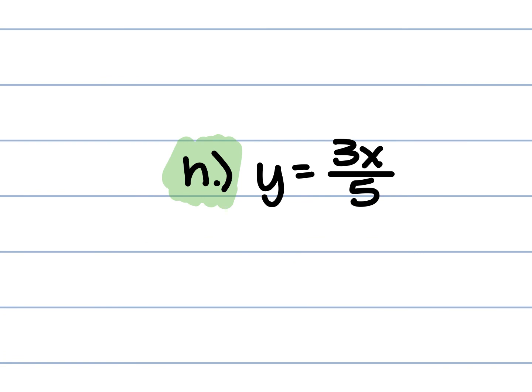Y equals 3x over 5. What are we thinking? You think it's linear? You would be correct. What's my m value here? It's not just 3. It's not 3x. It's 3 over 5. Do you guys agree that we're taking x, we're multiplying it by 3, and we're dividing it by 5? Isn't that the same as saying y equals 3 over 5 times x?